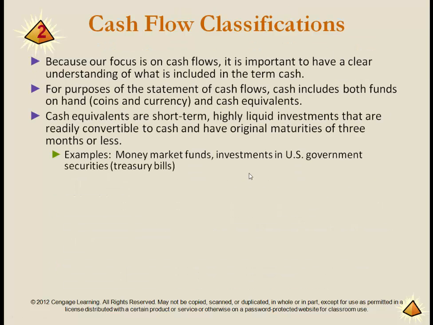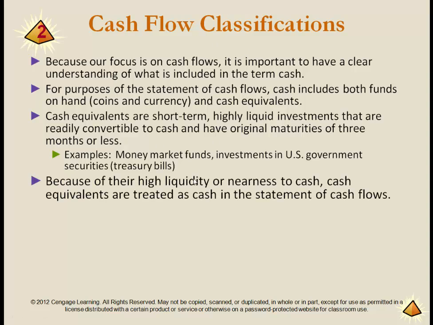We need to have a clear understanding. To understand the statement of cash flows, we need to understand what is really determined by cash. And cash is really cash and cash equivalents: coins, money market funds, all these things that are going to convert to cash within 3 months or less are really cash and cash equivalents for the purposes of a statement of cash flows. And if you remember the term liquidity, liquidity is how quickly an asset can convert to cash. The more liquid it is, the faster it's going to convert to cash.